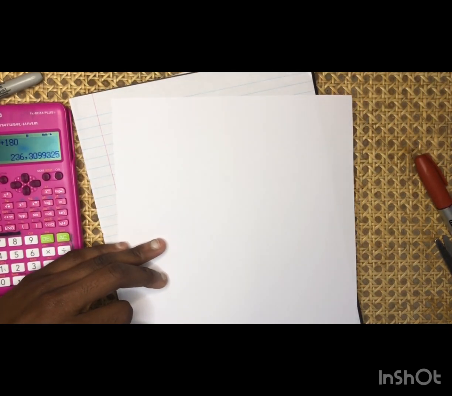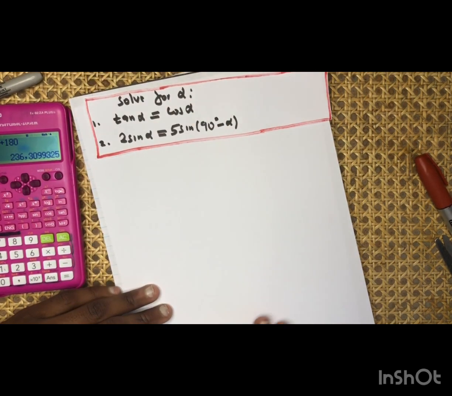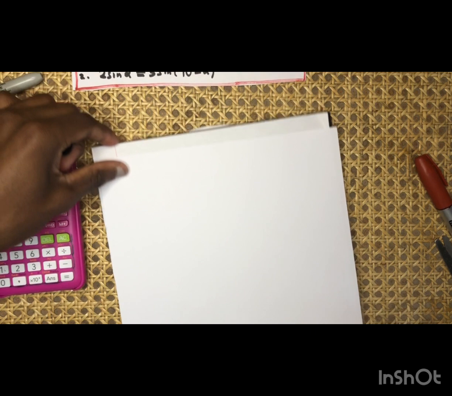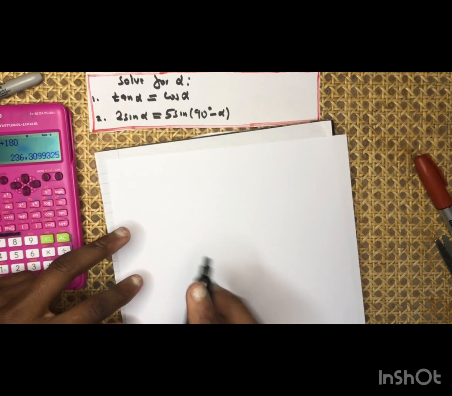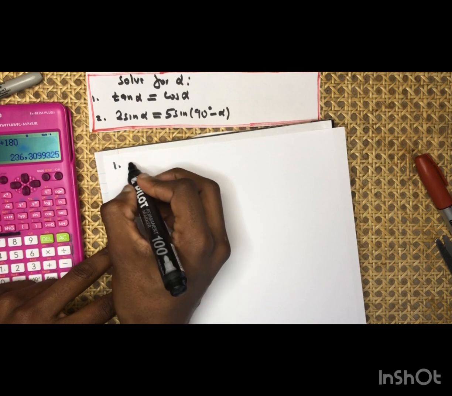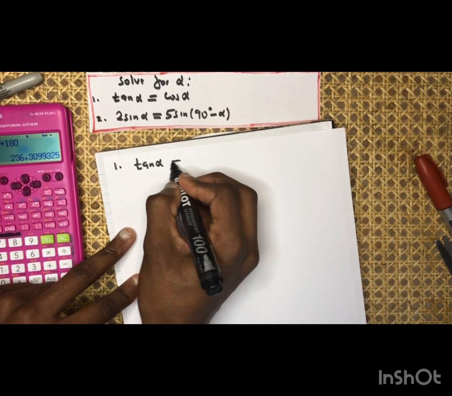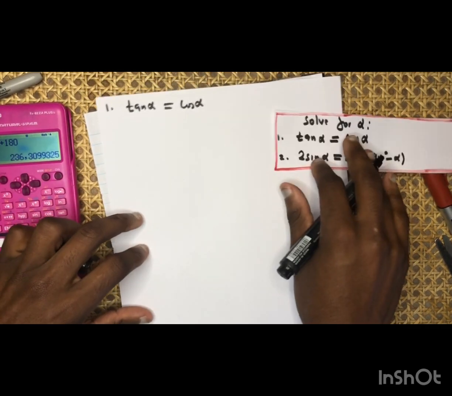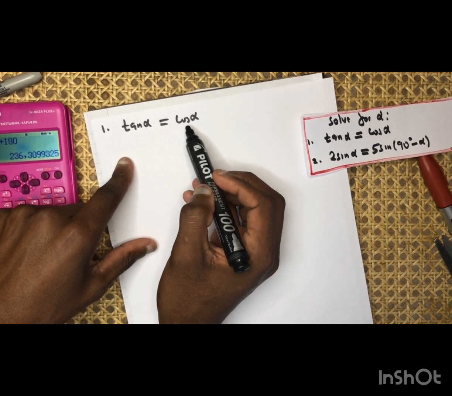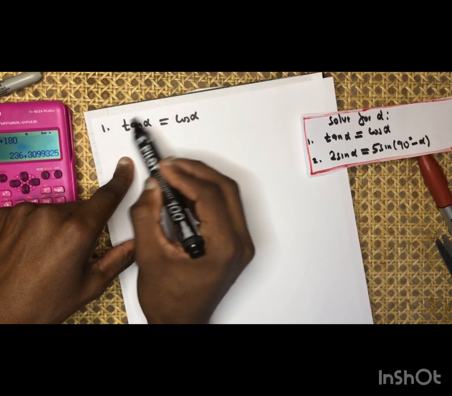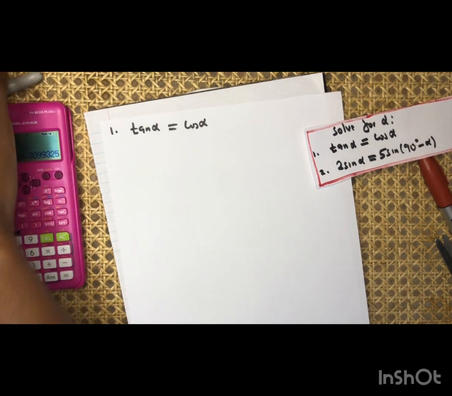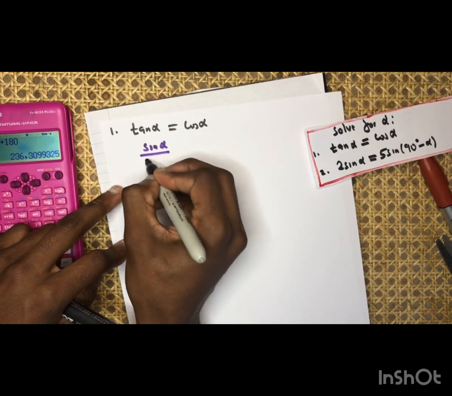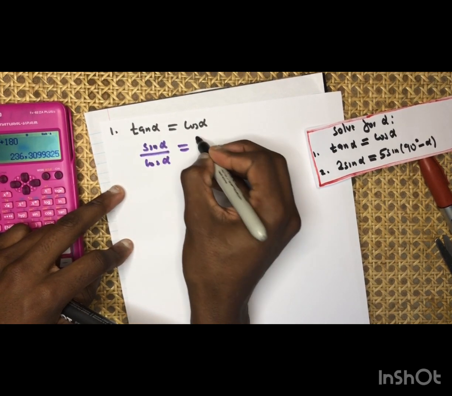What do we have? We're given number 1 and number 2. For number 1, let's put it here. Hope that you can see. Let's drop it down. Number 1: we have tan alpha equals cos alpha, and I'm solving for alpha. Can you see that I cannot change cos, but I can change tan into a quotient identity? So changing tan to become sine alpha over cos alpha equals cos alpha.